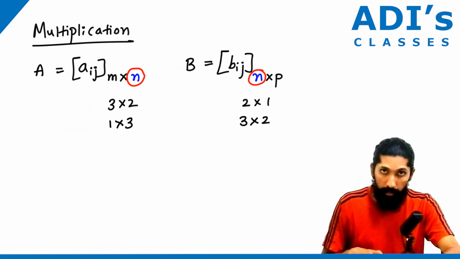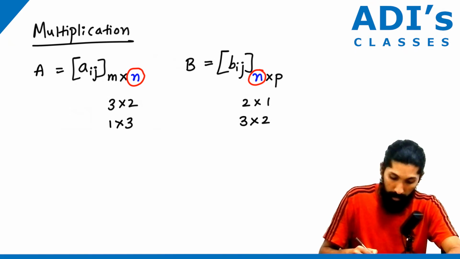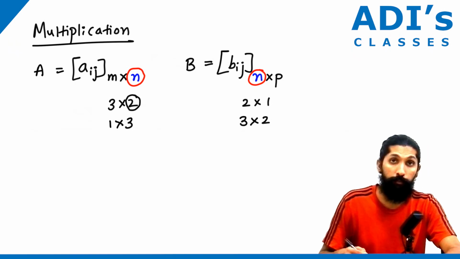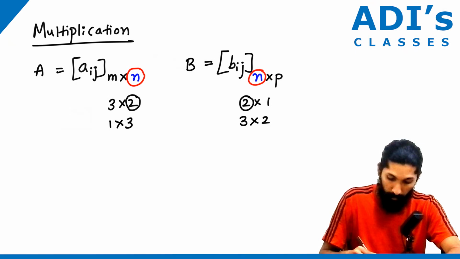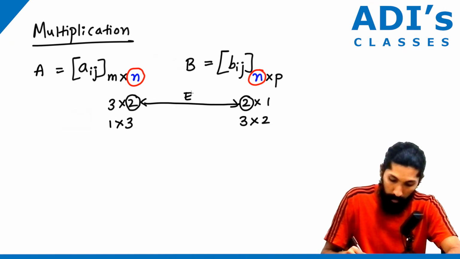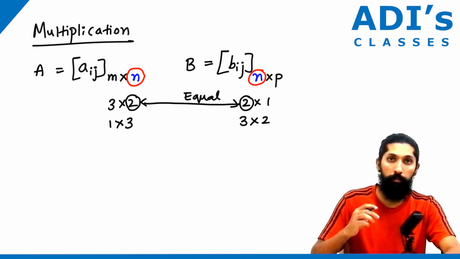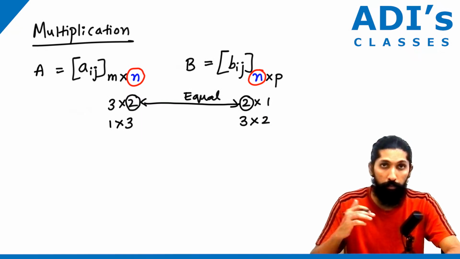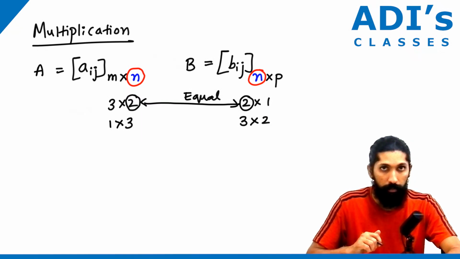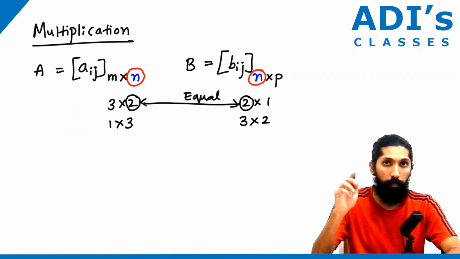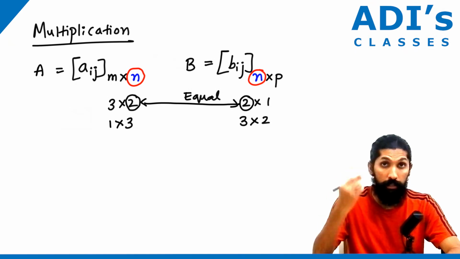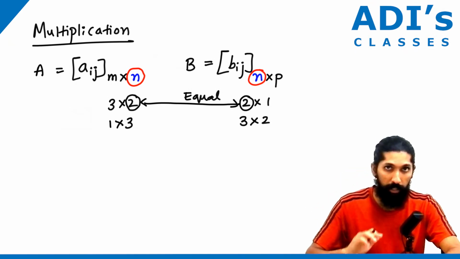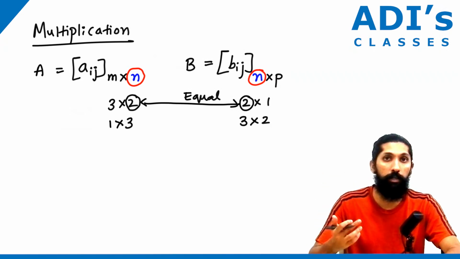The only criterion you should notice is that the number of columns of the first matrix should be equal to the number of rows of the second matrix. Only when these two are equal will you be able to take the product of the two matrices. Fair enough? This is the very important point in multiplication of two matrices. Now I'll give you an example and explain what has to be done. Let's take one simple example to show how to do multiplication of two matrices.